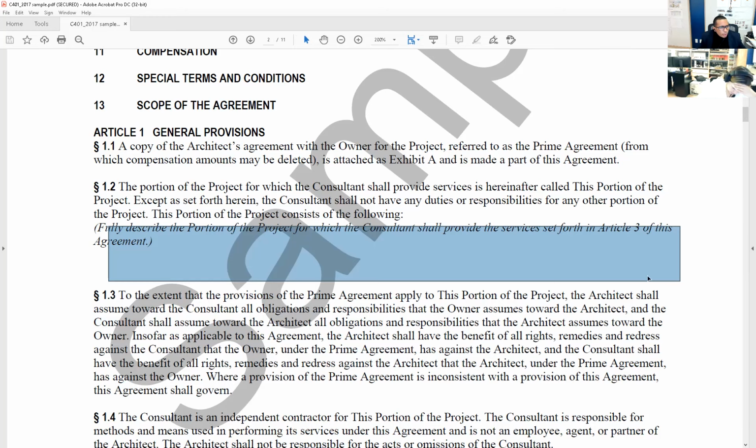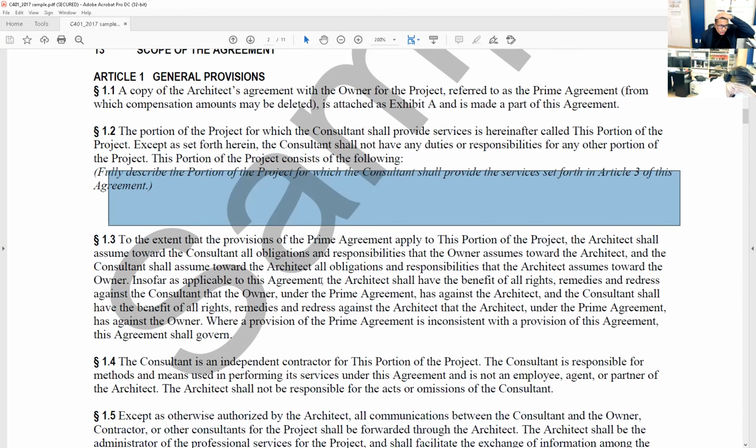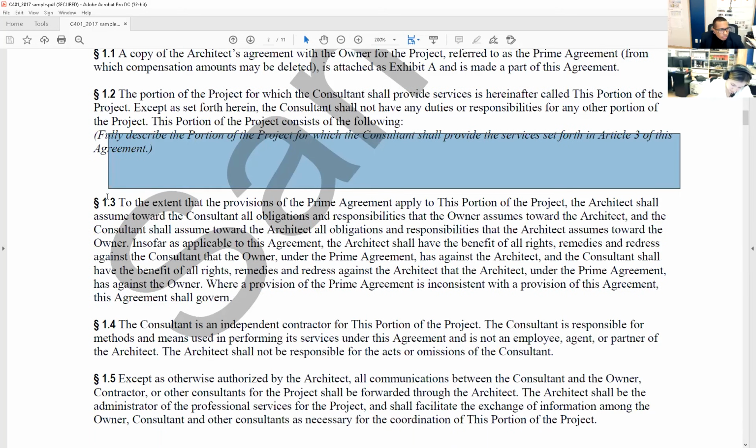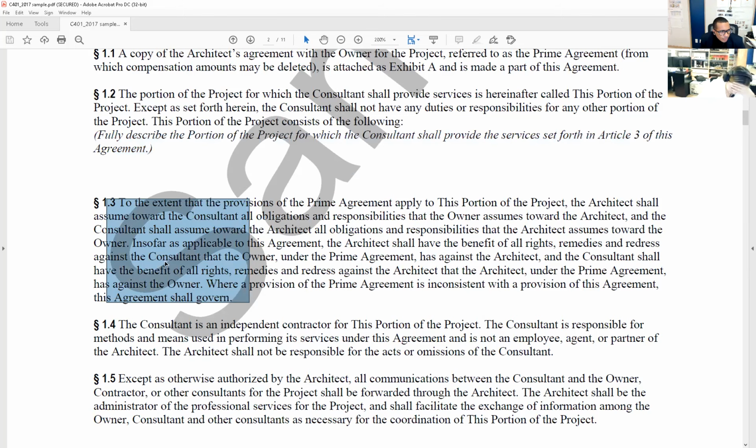Then we have section 1.3. I mean, Article 1.3 says, to the extent that the provisions of the prime agreement apply to this portion of the project, the architect shall assume toward the consultant all obligations and responsibilities that the owner assumes toward the architect, and the consultant shall assume toward the architect all obligations and responsibilities that the architect assumes toward the owner.